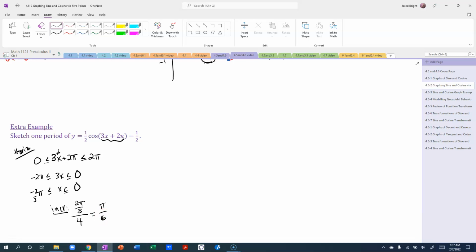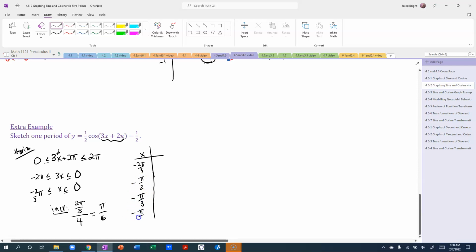All right, moving on. That's the horizontal positioning. If I wanted to, I could make my table of x values. I would start at -2 pi over 3, which is also my phase shift, and then add pi over 6 each time. The arithmetic here could be a little annoying, but you can verify on your own as needed. Then we get -pi over 2, -pi over 3, -pi over 6, and our last is going to be 0.